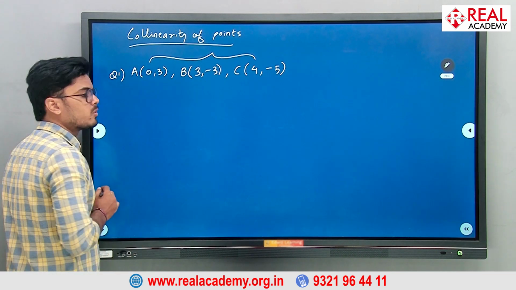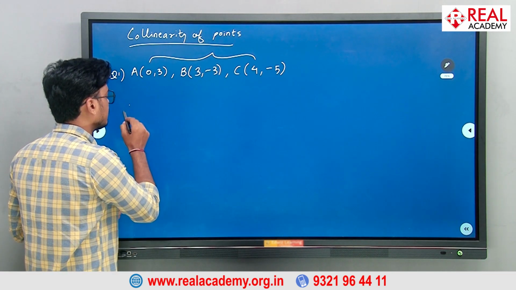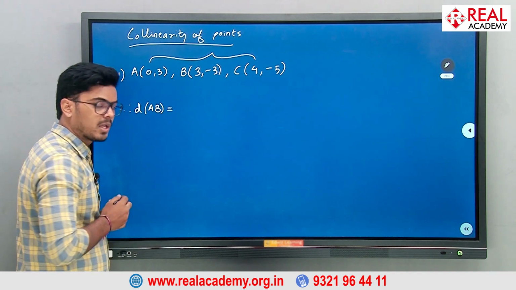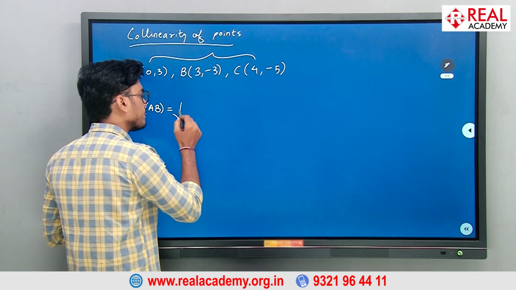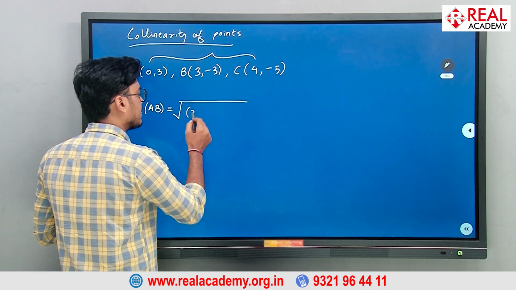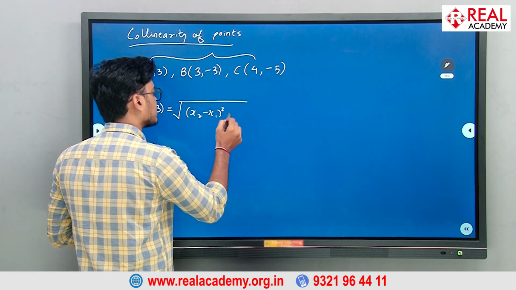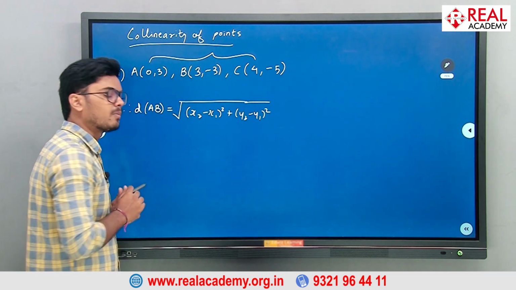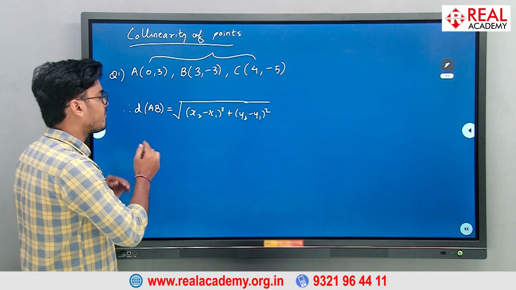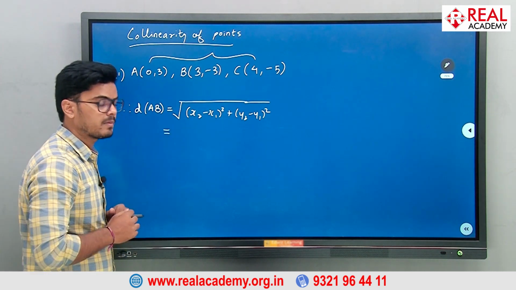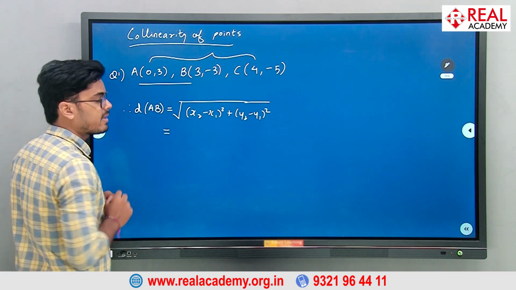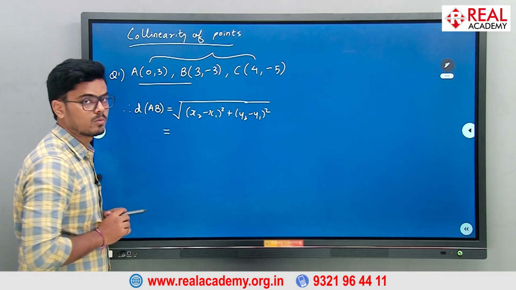Okay, first find out distance between AB. We all know the formula. By now you should be memorizing it: square root of x2 minus x1 the whole square plus y2 minus y1 the whole square. Correct? This is the formula. So substitute the values of x2, x1, y2 and y1. For these 2 points, I consider this x1, y1, this x2, y2.